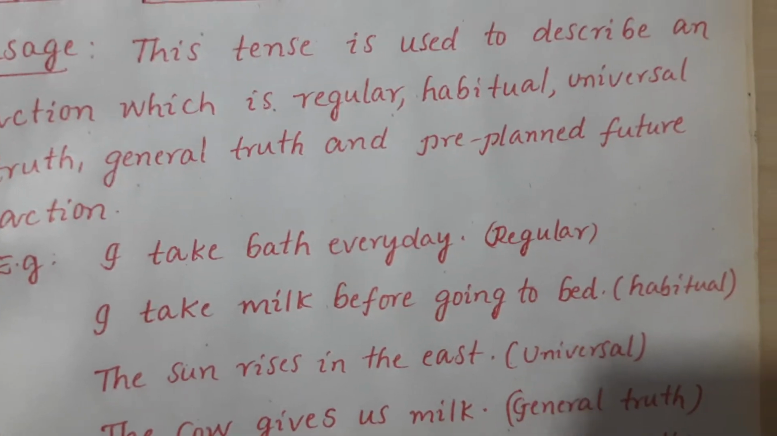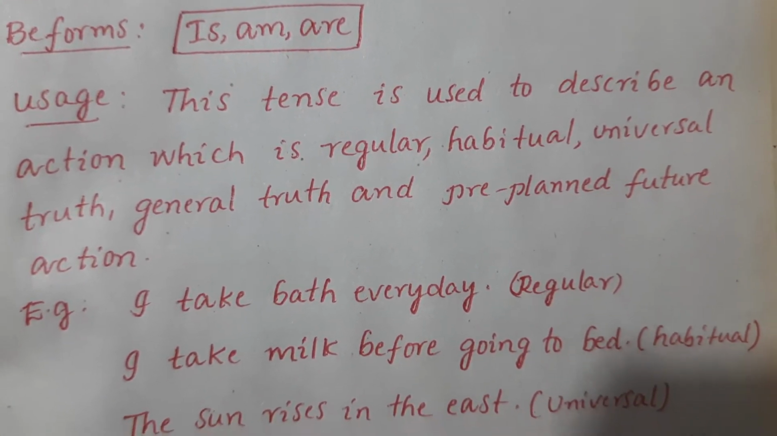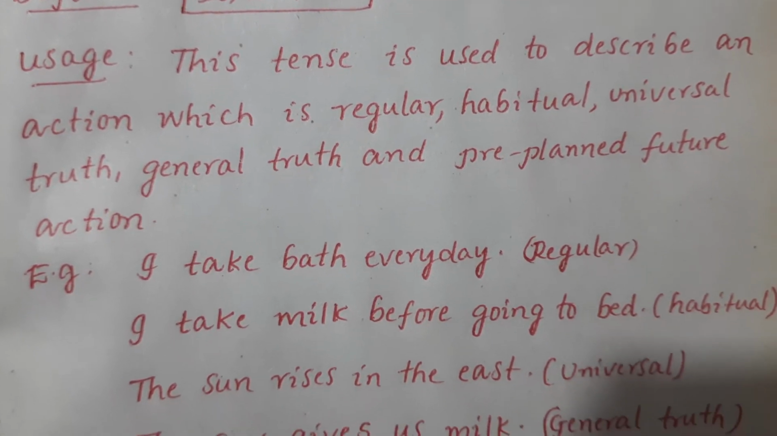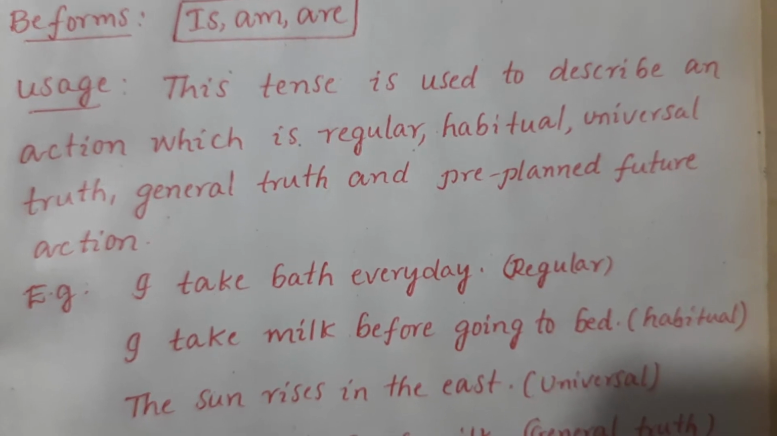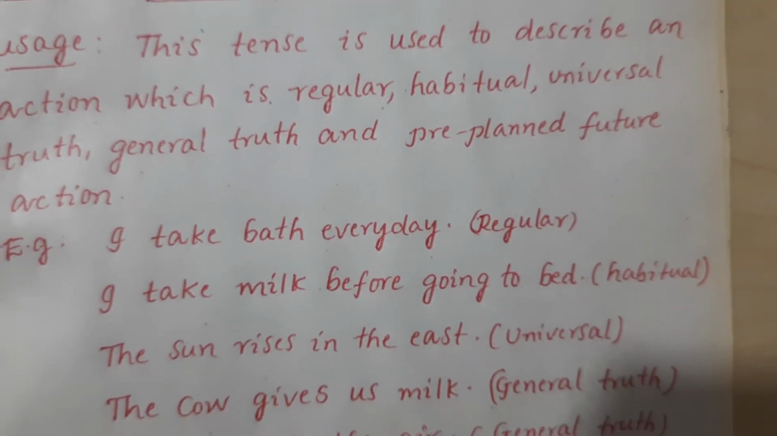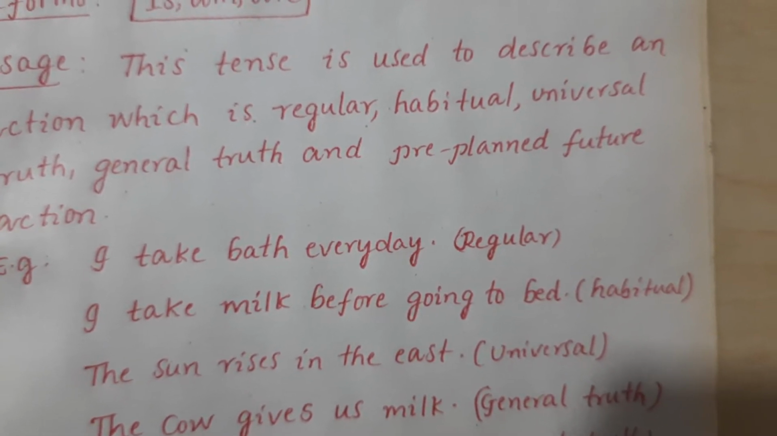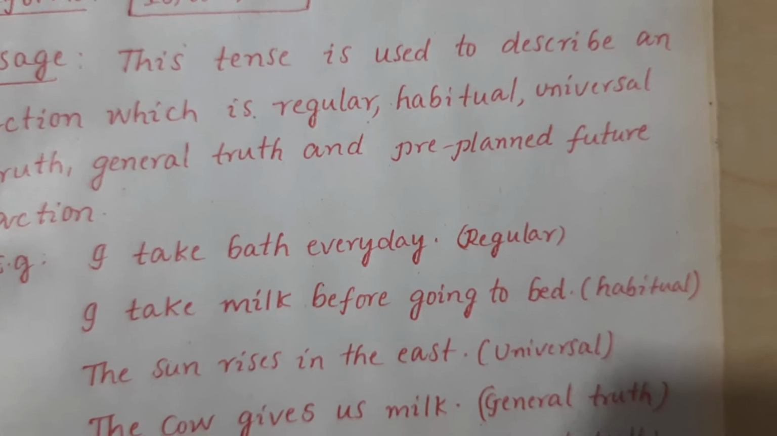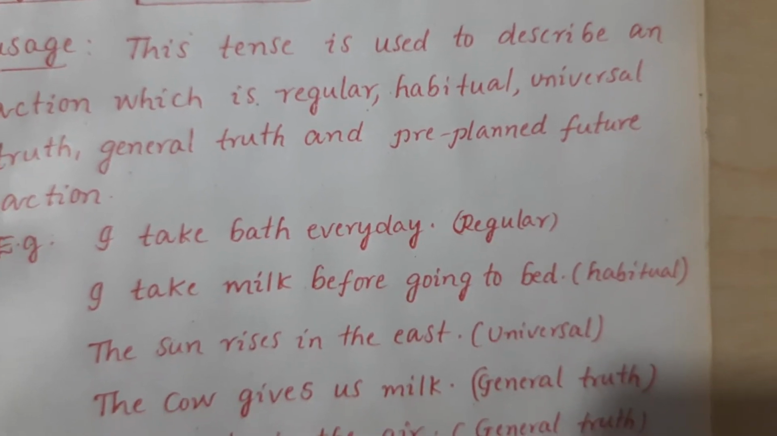Examples: I take bath every day. This is example for regular action. Regularly, every day, daily I do that. I take milk before going to bed. This is example for habitual action. This is my habit.